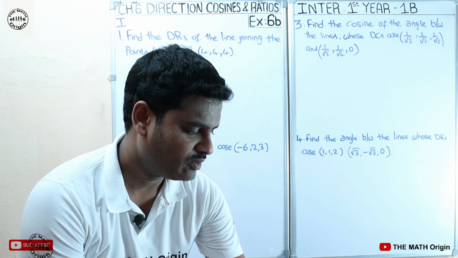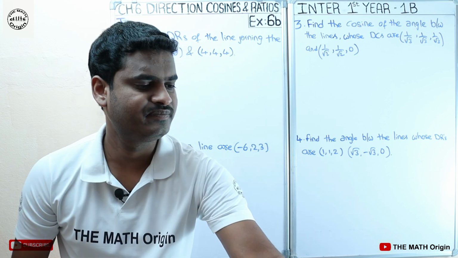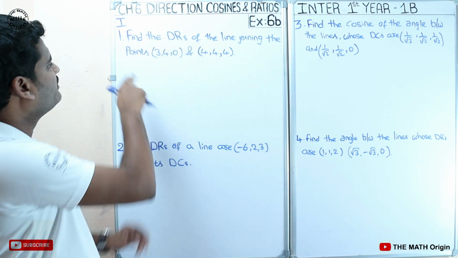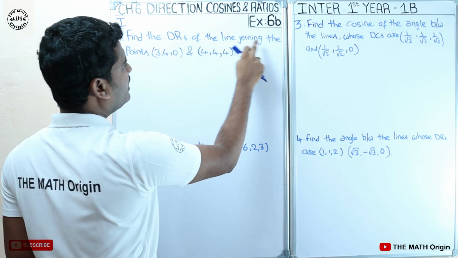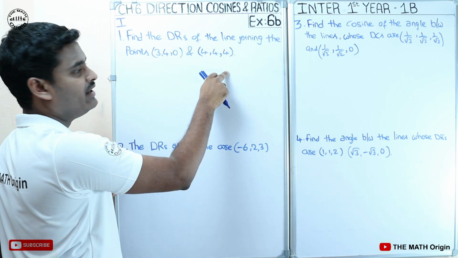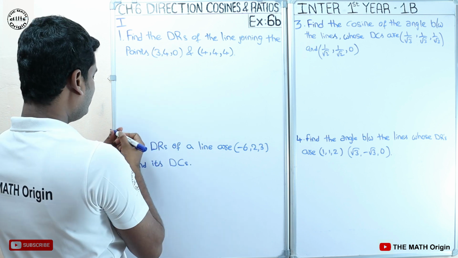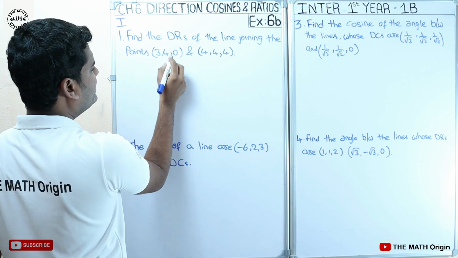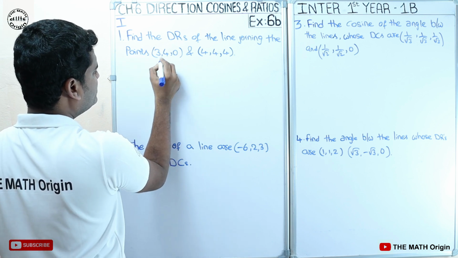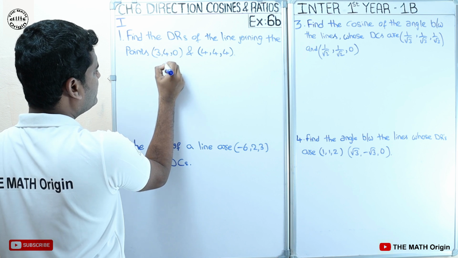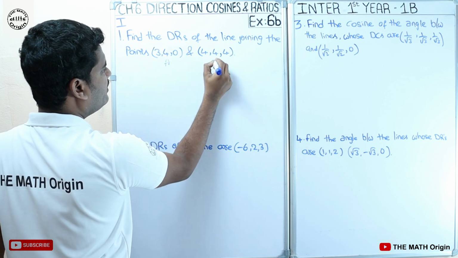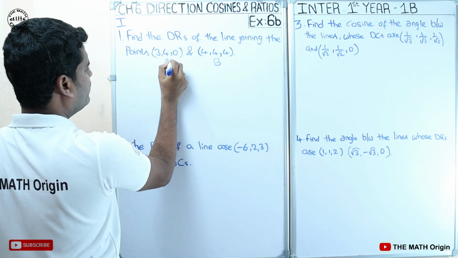For the first problem, find the direction ratios of the line joining the points A and B. Generally, if points are given, we take them as direction ratios. Direction ratios of points A and point B.